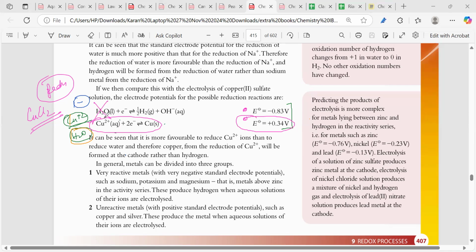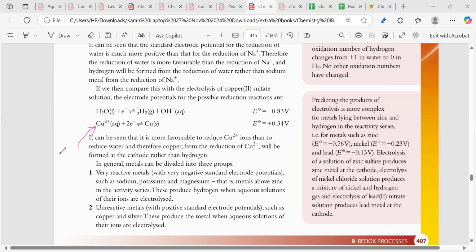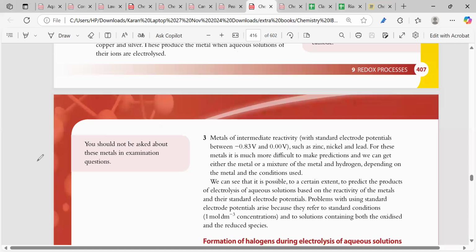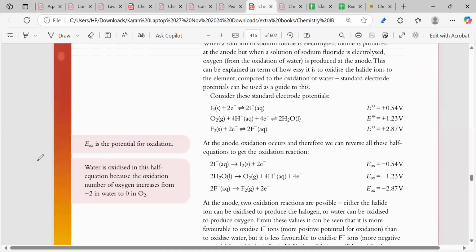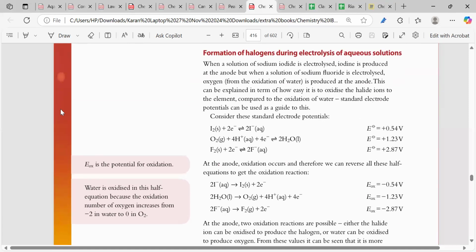So we can tell that the least reactive species will be going. Is it clear? The least reactive species goes. Now our cathode chapter is completed. Fine. Now go to the anode chapter.